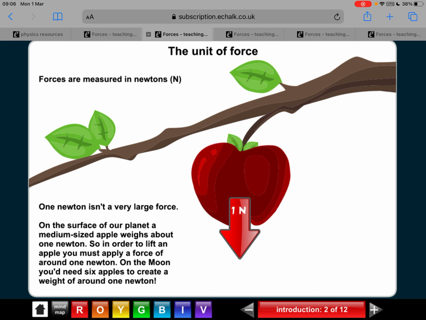Forces are measured in newtons, named after Isaac Newton, who you saw at the beginning. The famous story about him is that he allegedly came up with all his theories on forces after sitting below a tree and an apple fell on his head, and apparently gave him the inspiration for all of his theories on forces. So forces are measured in newtons after him.